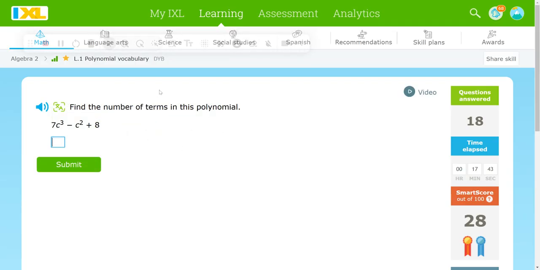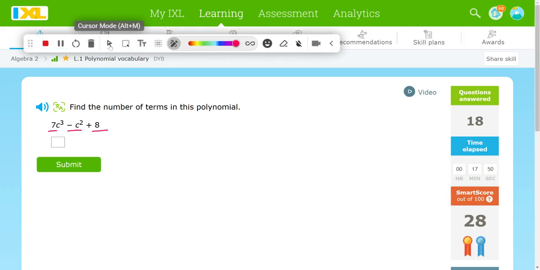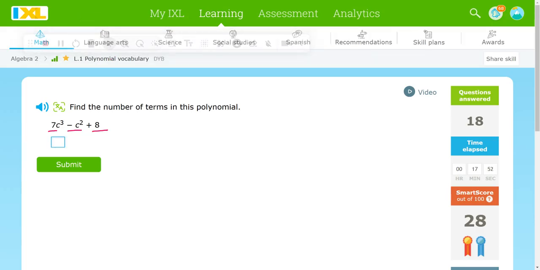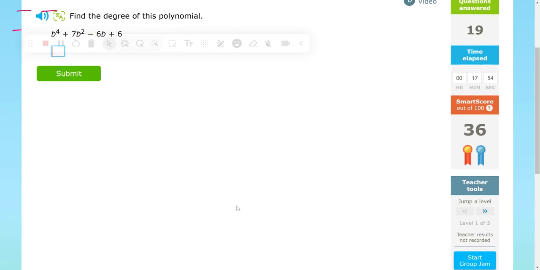Here we go. All right. The number of terms again. So take a look over here. You should have 1, 2, and 3. Okay. So the answer is 3 terms. Here we go. Voila. So let's move on to level 2.